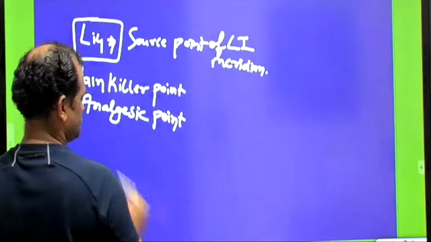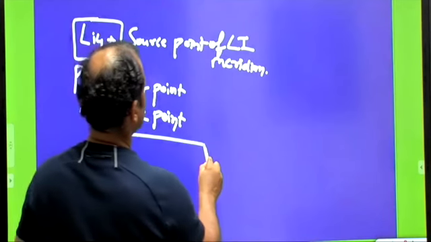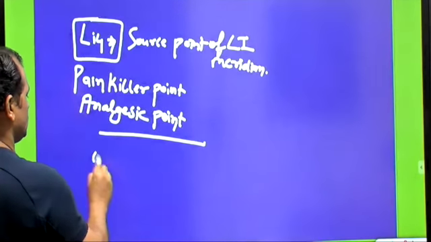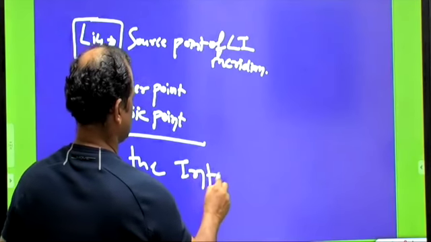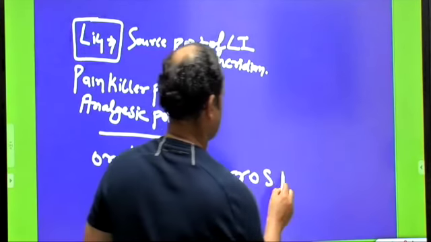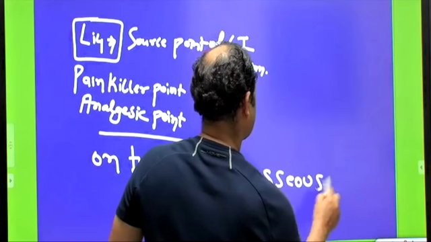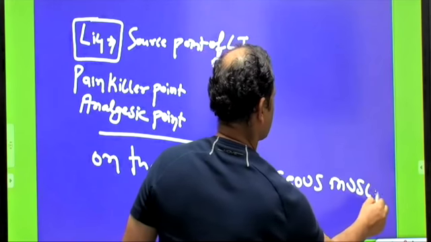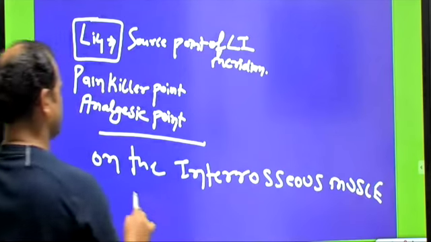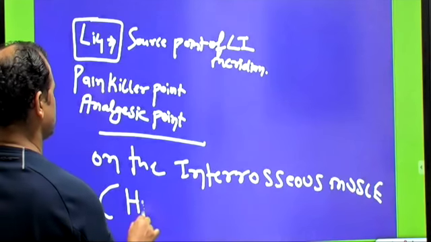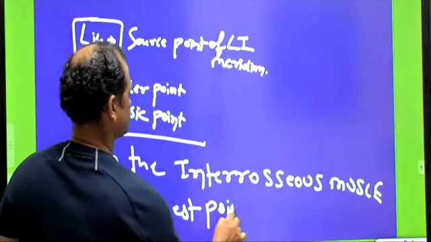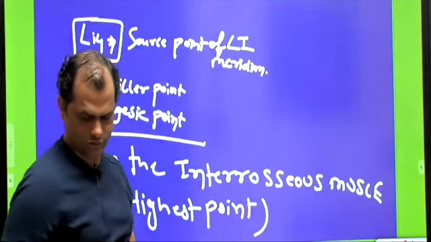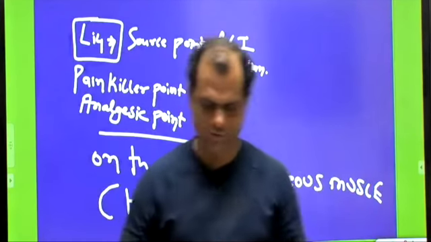So LI4 is the point on the interosseous muscle, the highest point of the interosseous muscle. Let's see the image of this point.